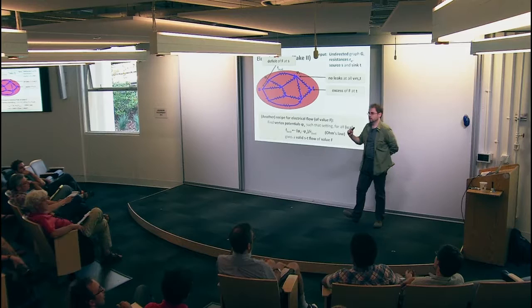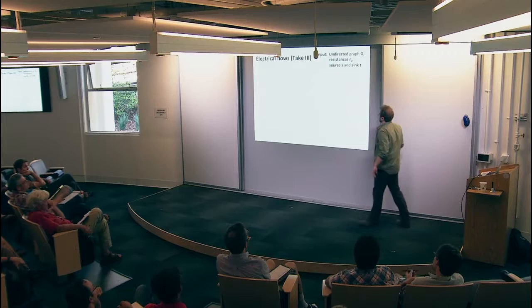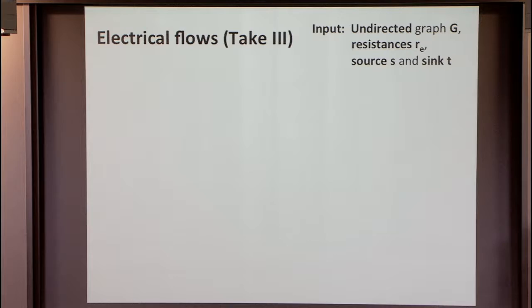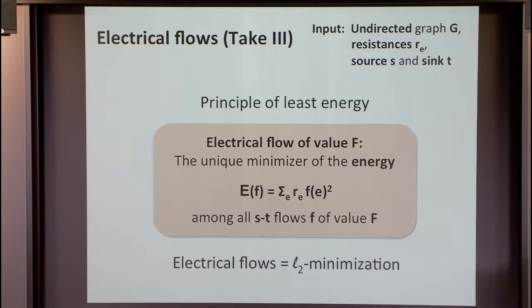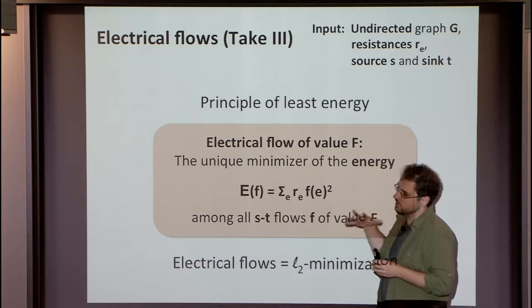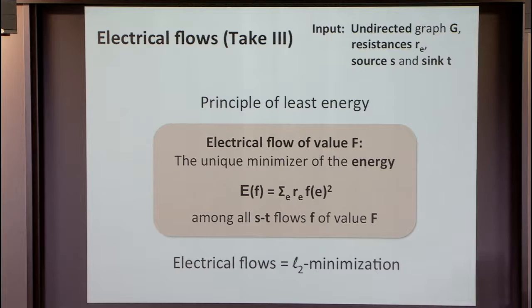So this is the second definition. And now the third definition is actually the one that is the way we should think about the problem when we are listening to these lectures. Namely, it views electrical flow as a result of an optimization problem. Essentially, we are trying to look over the space of all flows of value f in our graph, and we try to choose the one that minimizes the energy, which is just the sum over all the edges of the resistance of the edge times the flow of the edge squared.